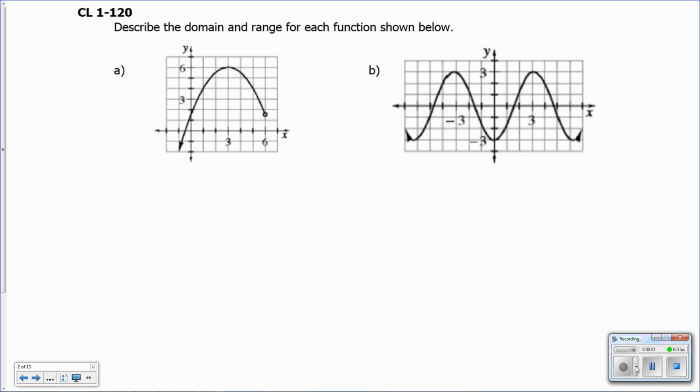All right, problem 1-120. Describe the domain and range for each function shown below.